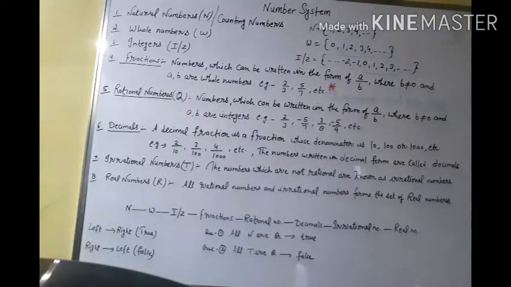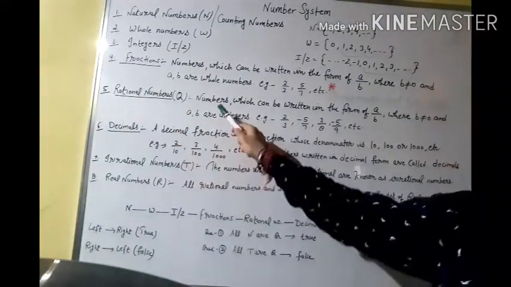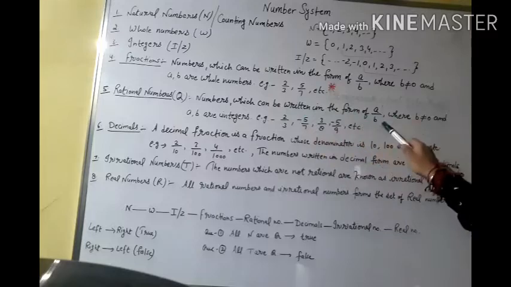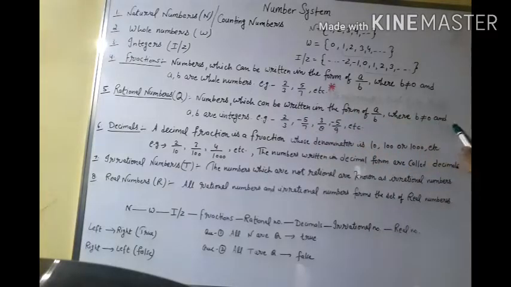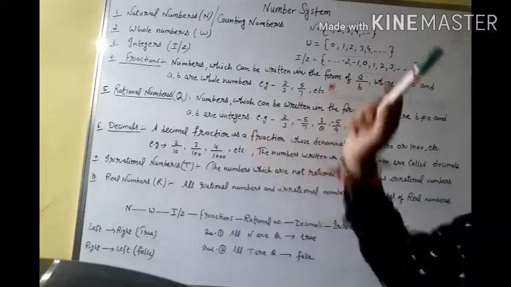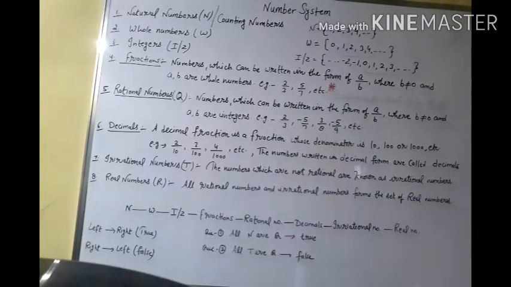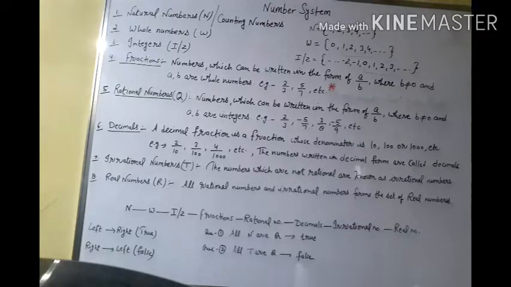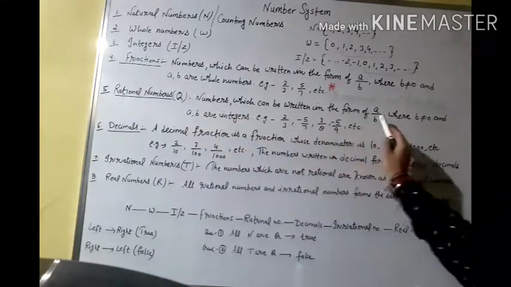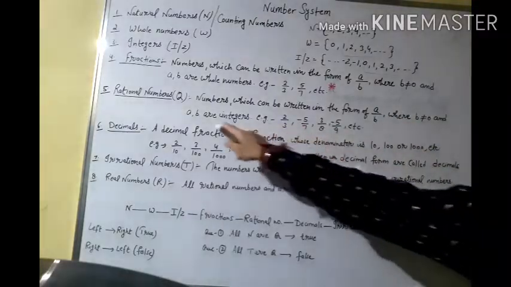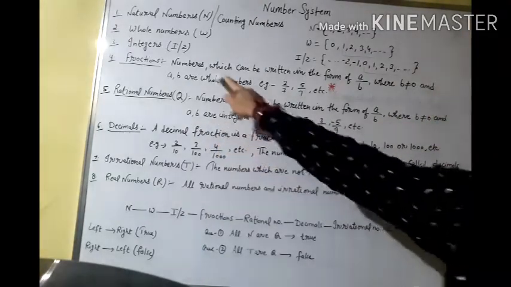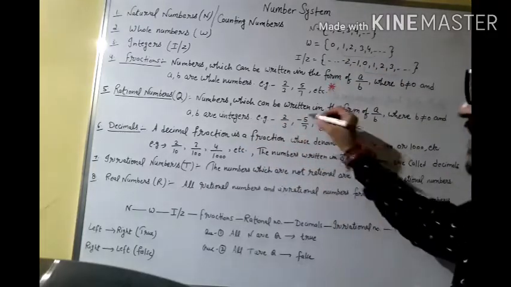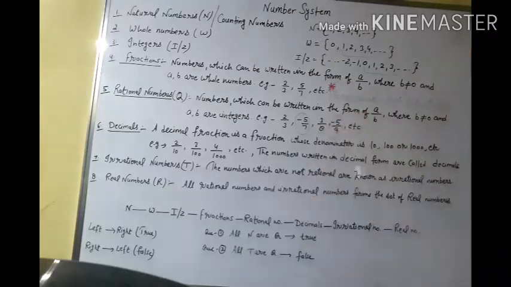Next is rational numbers. The set of rational numbers is represented by capital Q. Its definition is numbers which can be written in the form of a upon b, where b is not equal to 0 and a and b both are integers. For example 2 by 3, minus 5 by 7, 3 by 8, minus 5 by 9, etc. Just because rationals can be written in the form of a upon b, where a and b are integers and integers can be negative, therefore rational numbers can be negative. These are some examples of negative rational numbers.